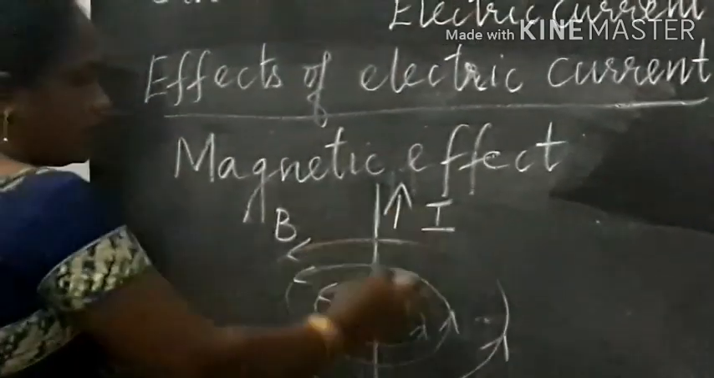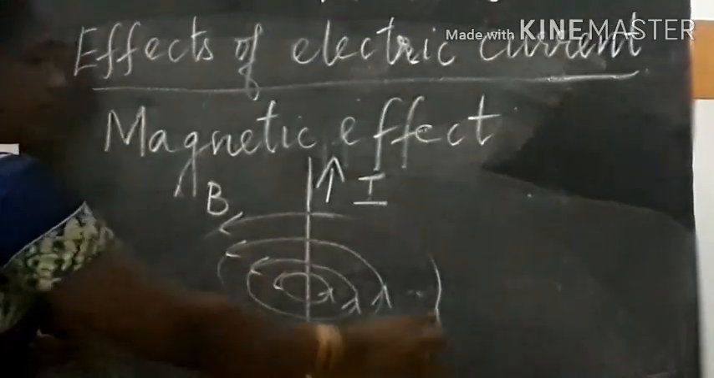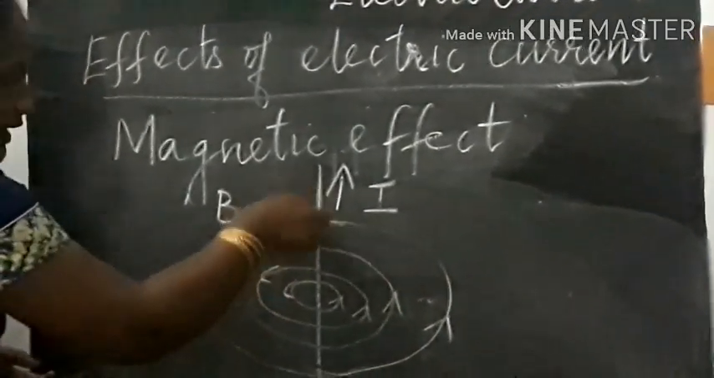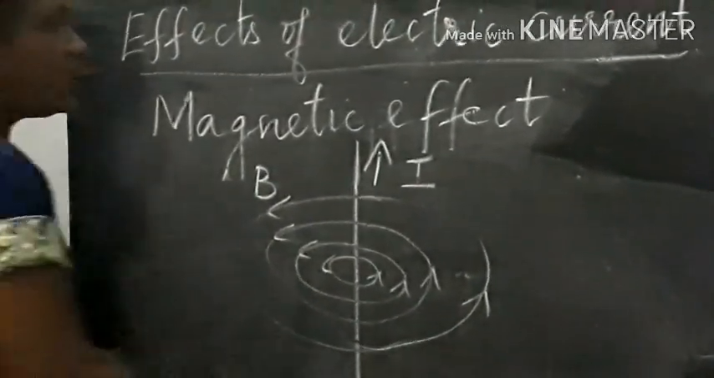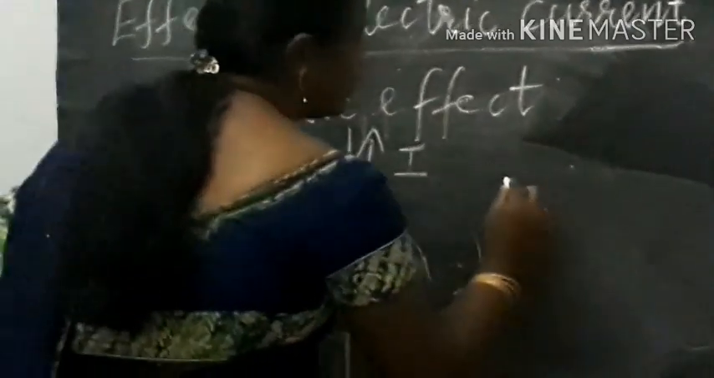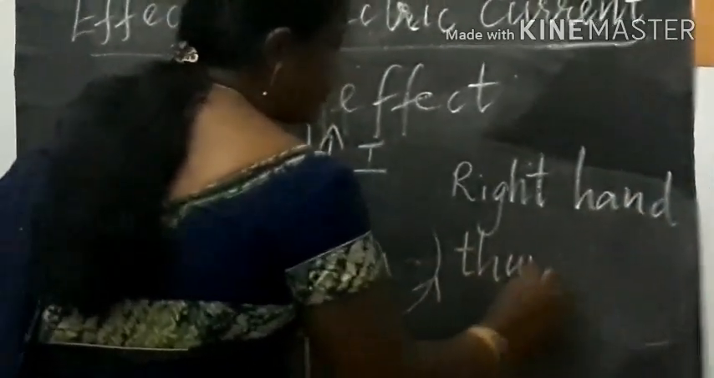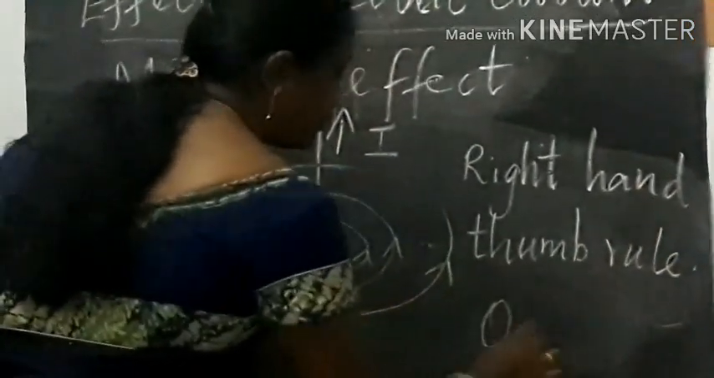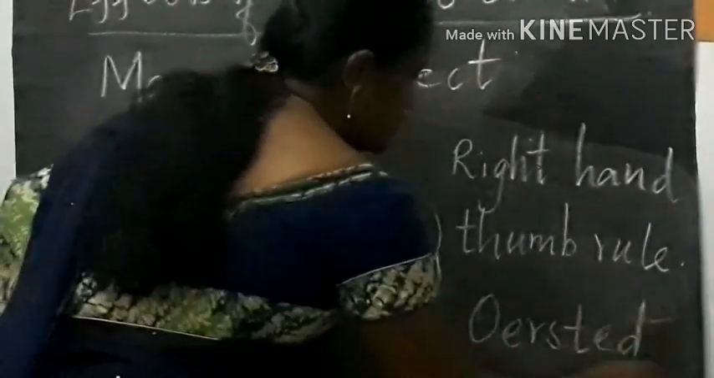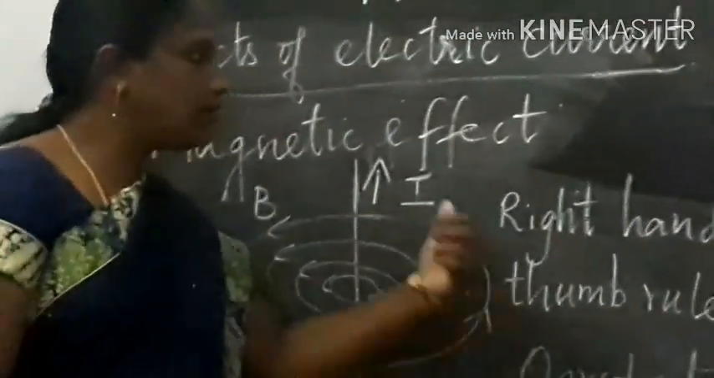Now if I is the direction of the current, this will be the direction of the magnetic field. That is, the magnetic field is perpendicular to the direction of the electric current. And this magnetic effect is given by Oersted by means of the right hand thumb rule. This is given by the scientist named Oersted.